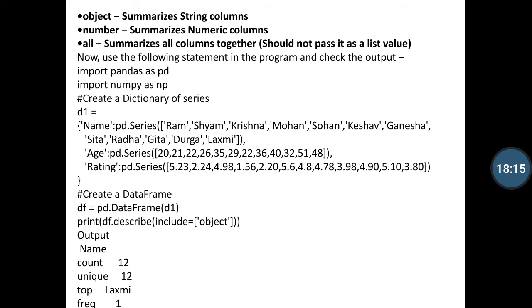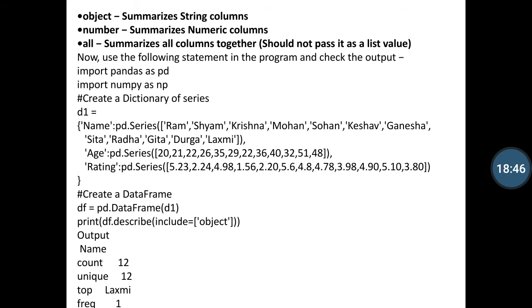Then after that, the three basic objects of summarizing are defined. First of all is object, the second one is number, and the third one is all. The first, object, is basically used for summarizing string columns, number is for summarizing the numeric columns, and all summarizes all the columns together. You should not pass it as a list value. Now use the following statement in the program and check it out.